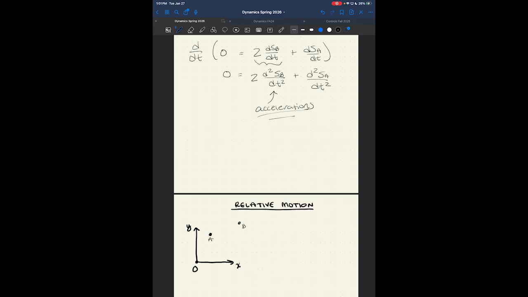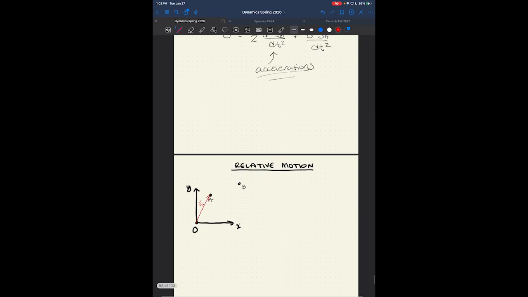For this Cartesian coordinate system, how do I define the position of A? Can you tell me how to draw it? Yeah? You draw a vector with its tail at the origin and its head at the end. Beautiful. Yes. I'm just drawing the vector that goes from the origin to the particle. That is my vector r of A.